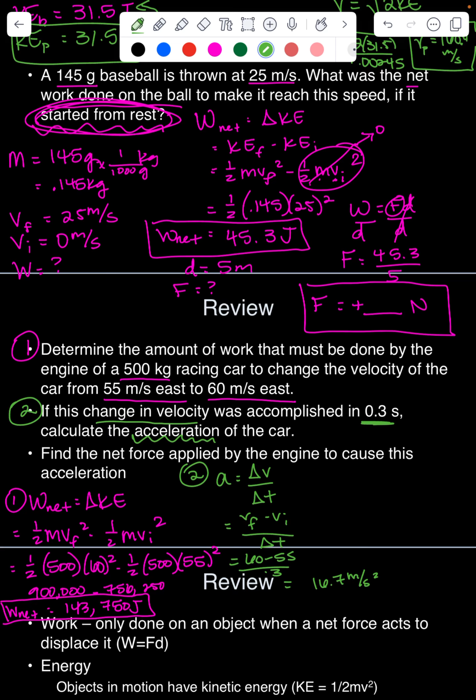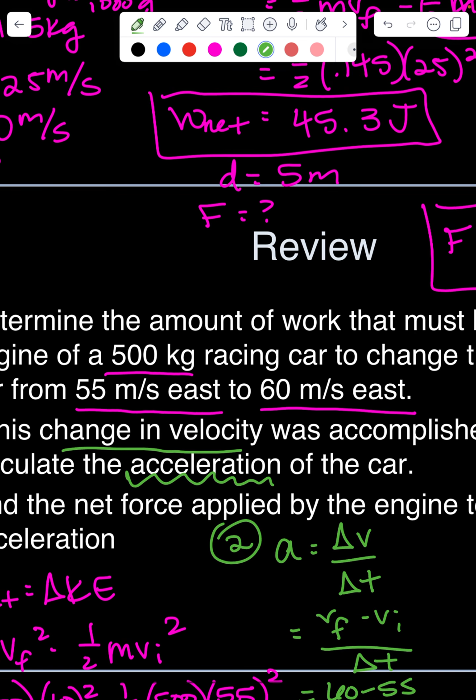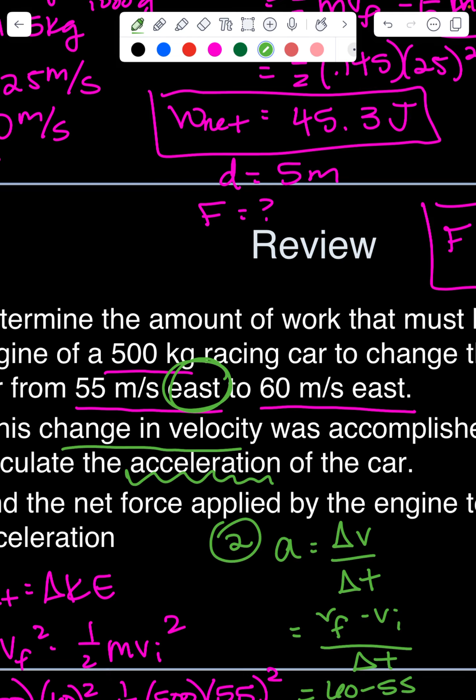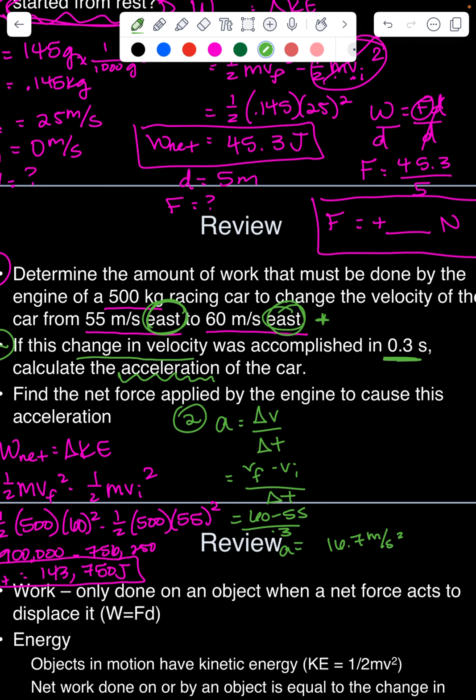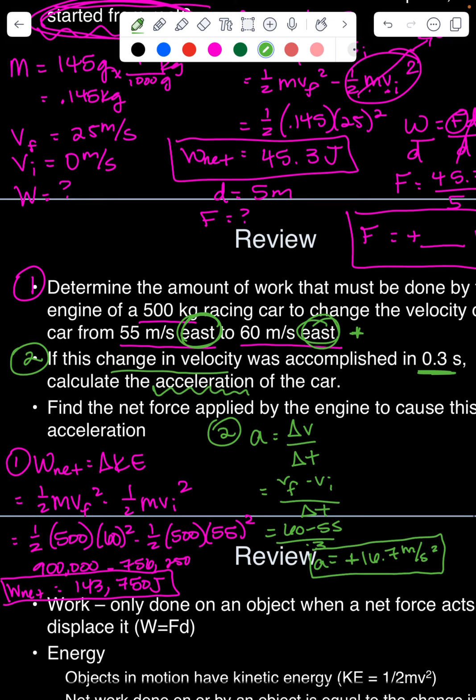Now remember, acceleration is a vector quantity, but we can't just put a plus or a minus. So if we go back up to our situation, we know that we are moving east, so that's in the positive direction. And we're speeding up in the positive direction, so that tells us that the sign for our acceleration must also be positive. So speeding up in the positive direction means that our acceleration is also positive. So we have a positive 16.7 meters per second squared.